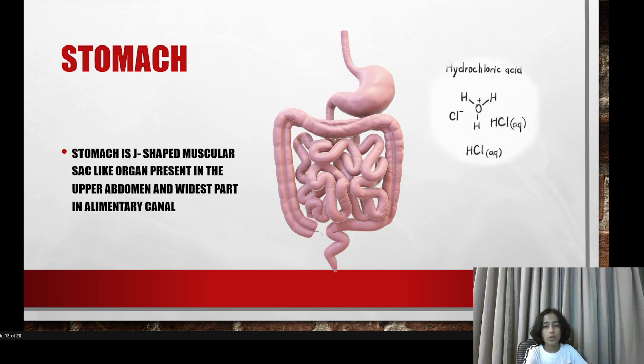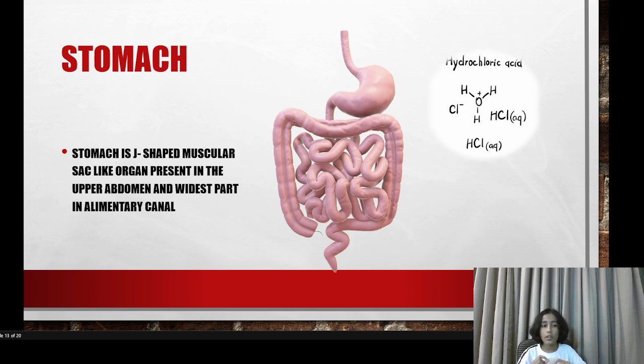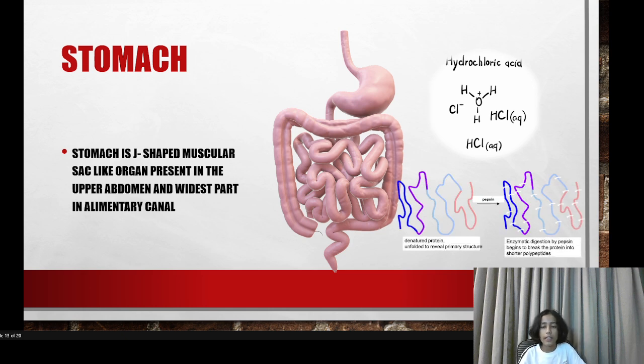Then we have hydrochloric acid or HCl. So whatever the germs or the diseases or any bacteria which come along with food, the hydrochloric acid kills them and makes the food acidic. Next we have pepsin. So if I eat any protein rich food, the pepsin converts this into a more soluble form. It breaks down proteins.